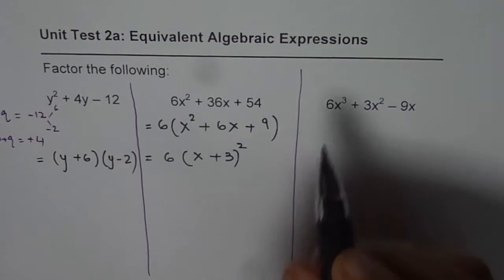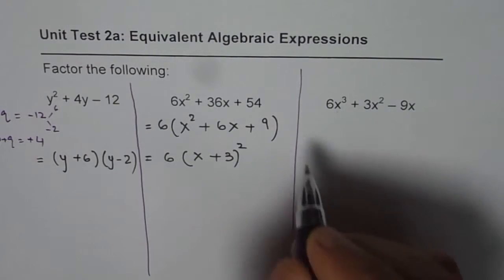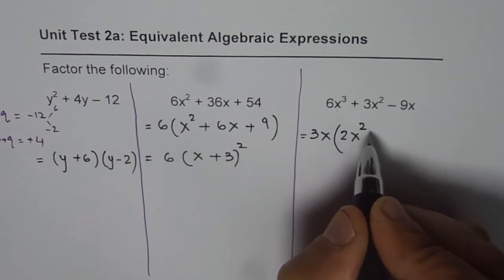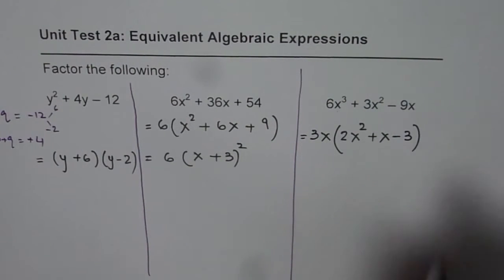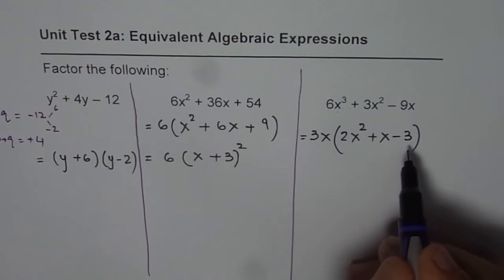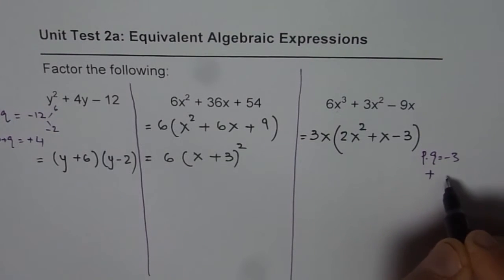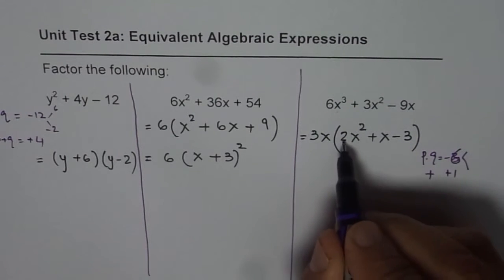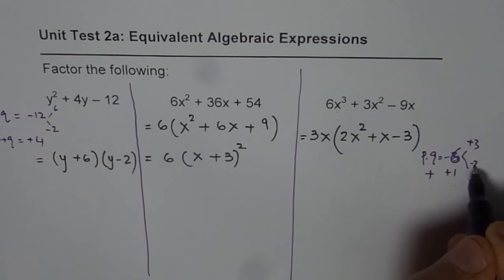Now the next one, we can factor 3x, right? X is also common and 3 is also common. So we'll factor 3x. Once you factor 3x, you get 2 times x squared, and here we are left with x, and we have minus 3. Now in this case, we are looking for product of minus 6, right? Minus 3 times 2, 6, right? And sum is plus 1. So the numbers are plus 3 and minus 2, correct?